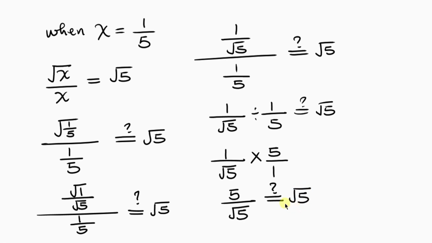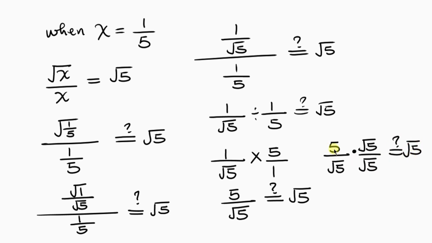Now, in order to find that out, we're going to rationalize since we have a surd as the denominator. So how do we rationalize? We take 5 all over the square root of 5. To rationalize means we multiply the numerator by the square root of 5, and we also multiply the denominator by the square root of 5. Very good. So will this be equal to the square root of 5?